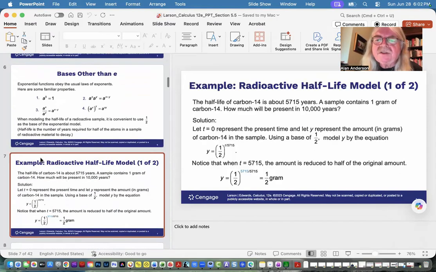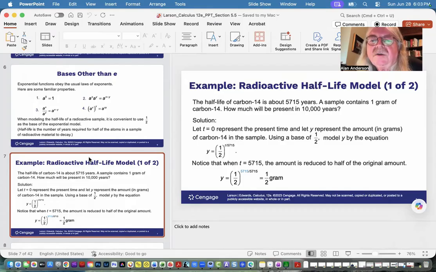So they want to show us this half-life model. The half-life of carbon-14. Every time you hear about carbon dating, this is what they're talking about. They know that the half-life of carbon-14 is 5715 years, which means it takes that long for the radioactive material to be reduced by 50%. So if we had a gram of carbon-14, how much will be left in 10,000 years?